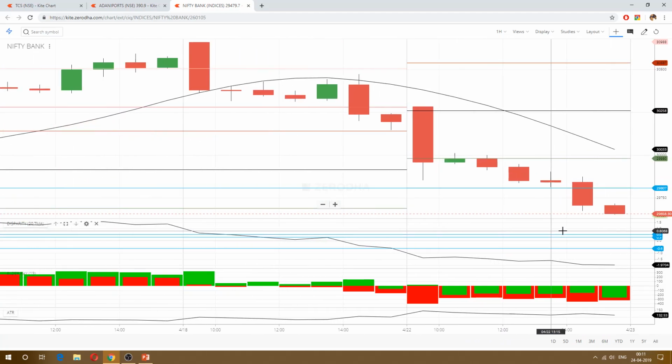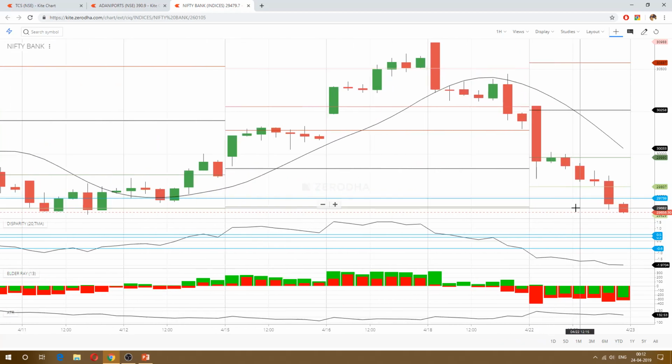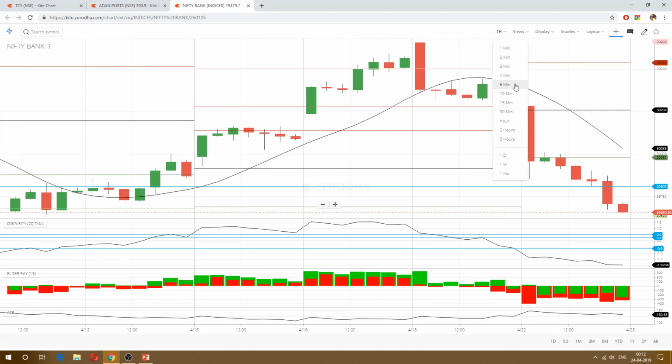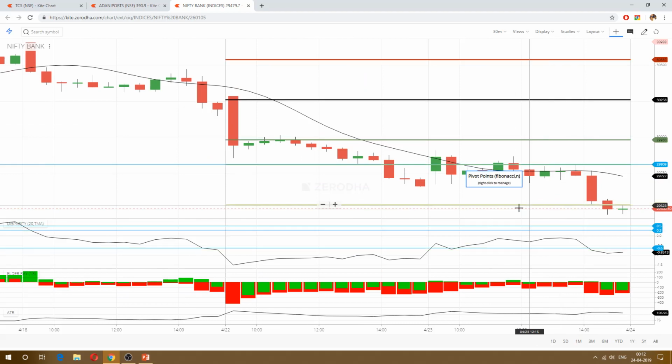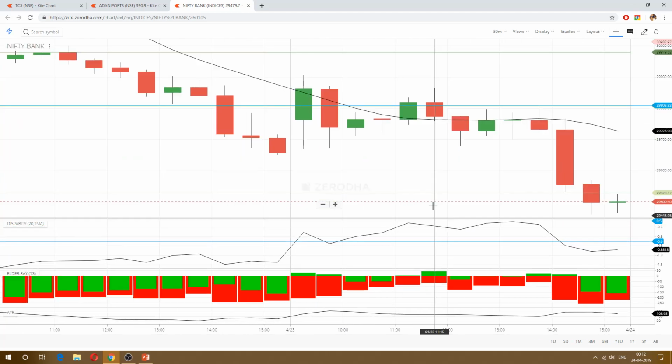No, it's the same, just not the same line. Probably, yeah. Let's see. Yeah, see, I had the line placed here. It's the same. 30 minutes. Okay, it's the same line. It just looked weird when I changed the time frame. See, it's the same line.